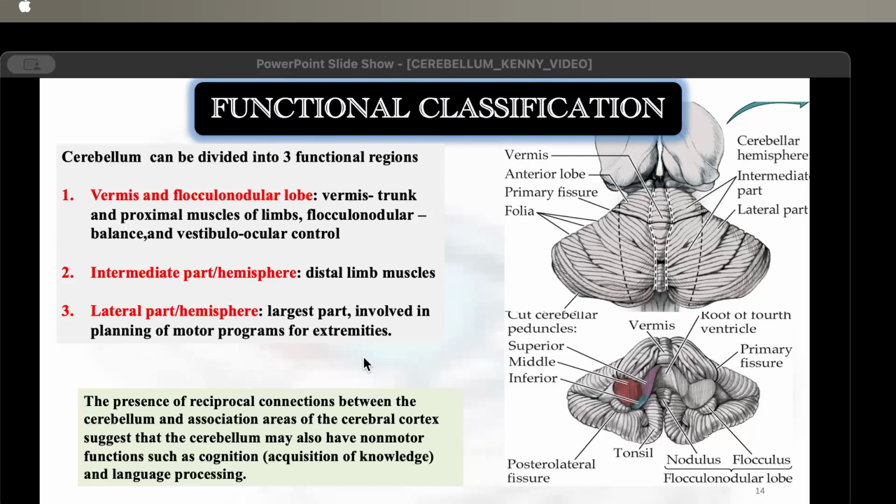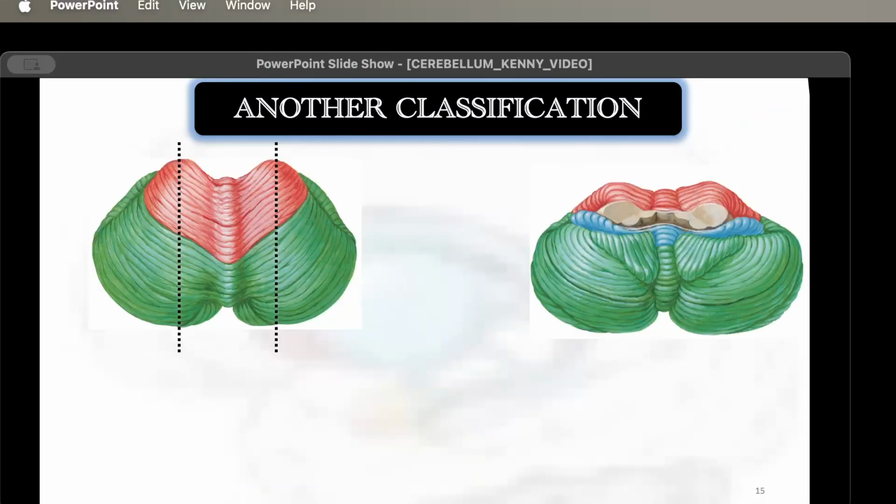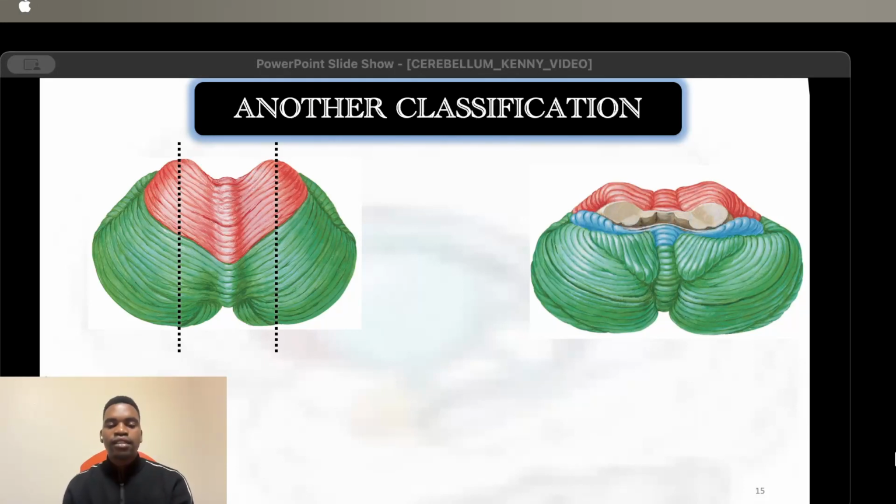cortex. And remember I said we have two functional classifications of the cerebellum. So this is the first classification. We will see another classification that would explain why the lateral part of the cerebellum will have some higher cognitive function. So this is that other classification that I was talking about.